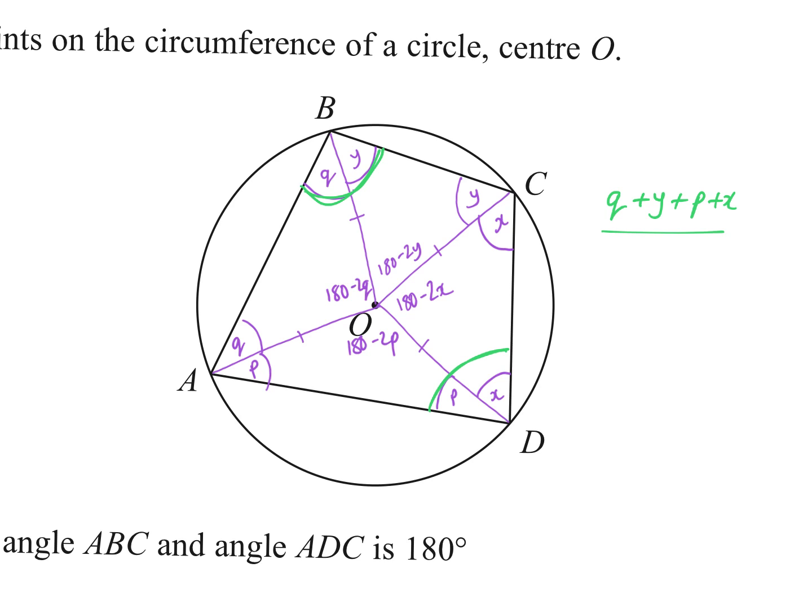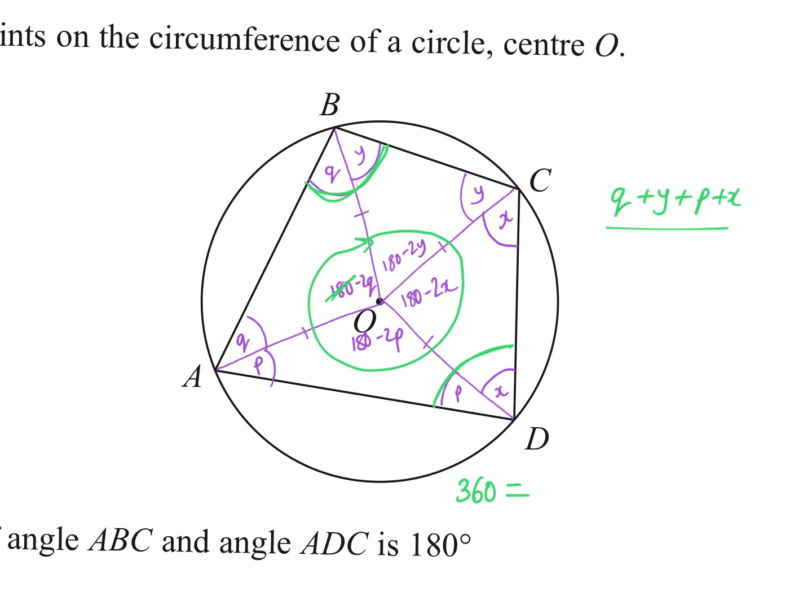Well, the nice thing about this is, if you look around this point here, all these angles added up round a point must make 360. So 360 must be equal to 4 lots of 180. We've got here 1, 2, 3, 4. And you can use your calculator, and that makes 720. And then we've got minus 2q, minus 2y, minus 2x, minus 2p. And think about it of just adding minus 2q and minus 2y, minus 2x and minus 2p. If you don't like that, just think of minus and then have these added.